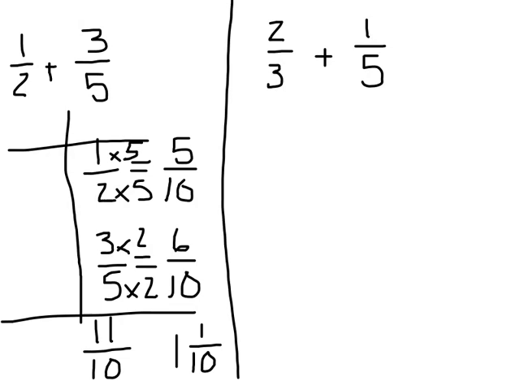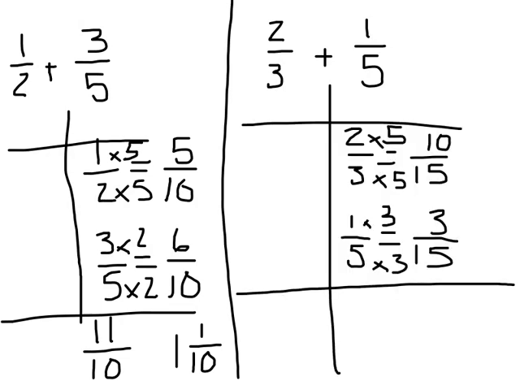Now you try one. What's 2/3 plus 1/5? 2/3 is the same as 10/15. 1/5 is the same as 3/15. When I add them together, I get 13 over 15.